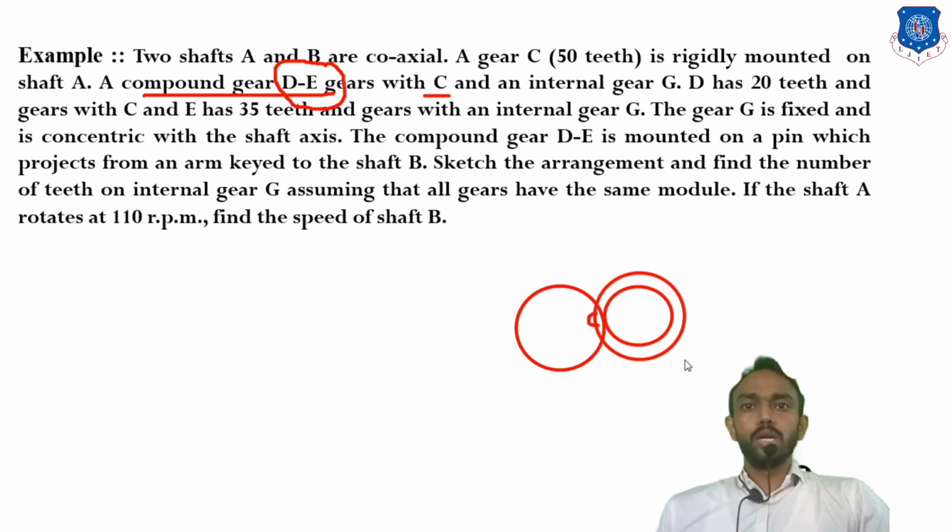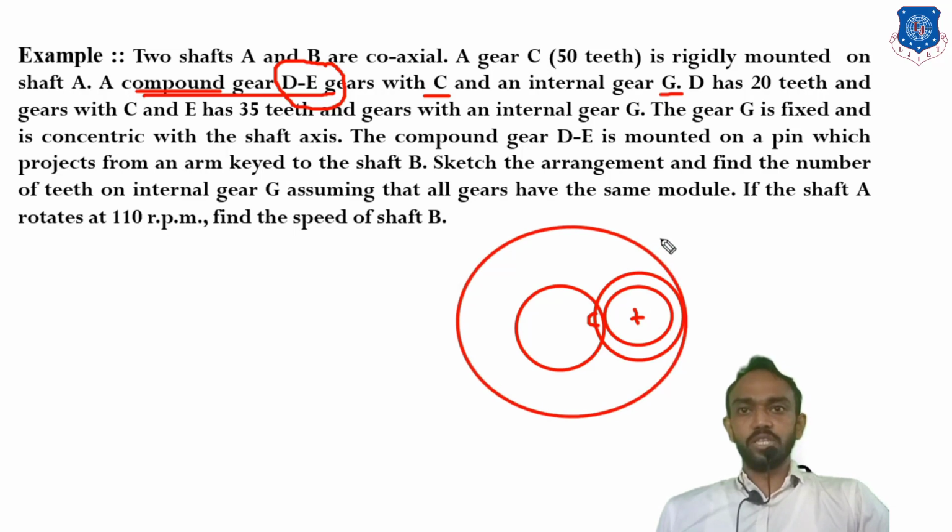We don't know. Two gears which are coaxial, because in a compound gear there is a single shaft and two gears are mounted. So one will be E and one will be D. But we don't know which gear is connected to C and which gear is connected to G. So first of all, we make the drawing like this, and this is the gear G.